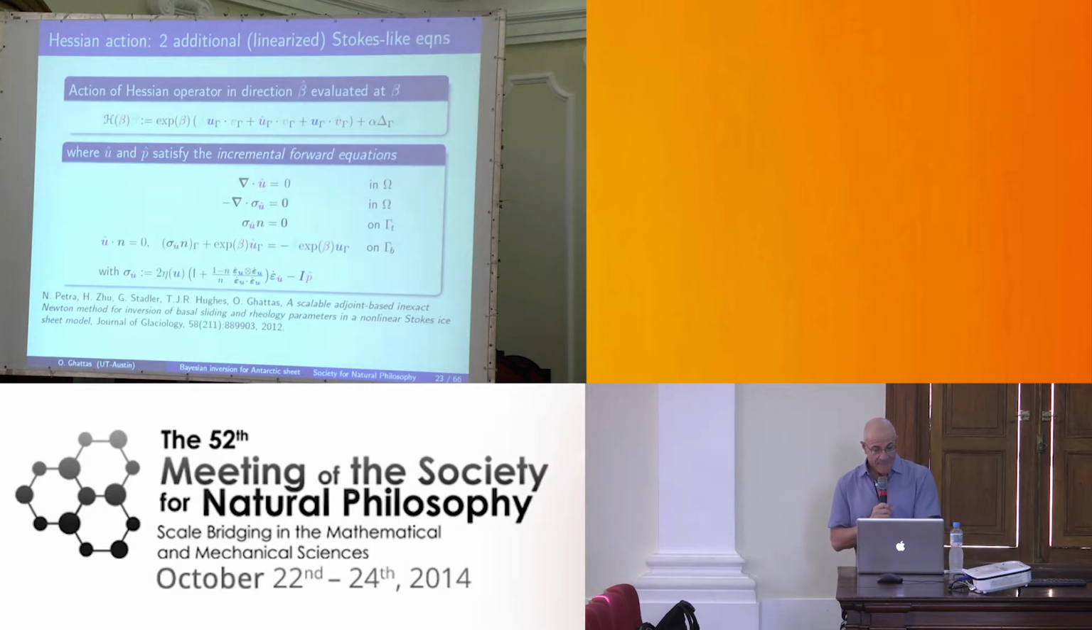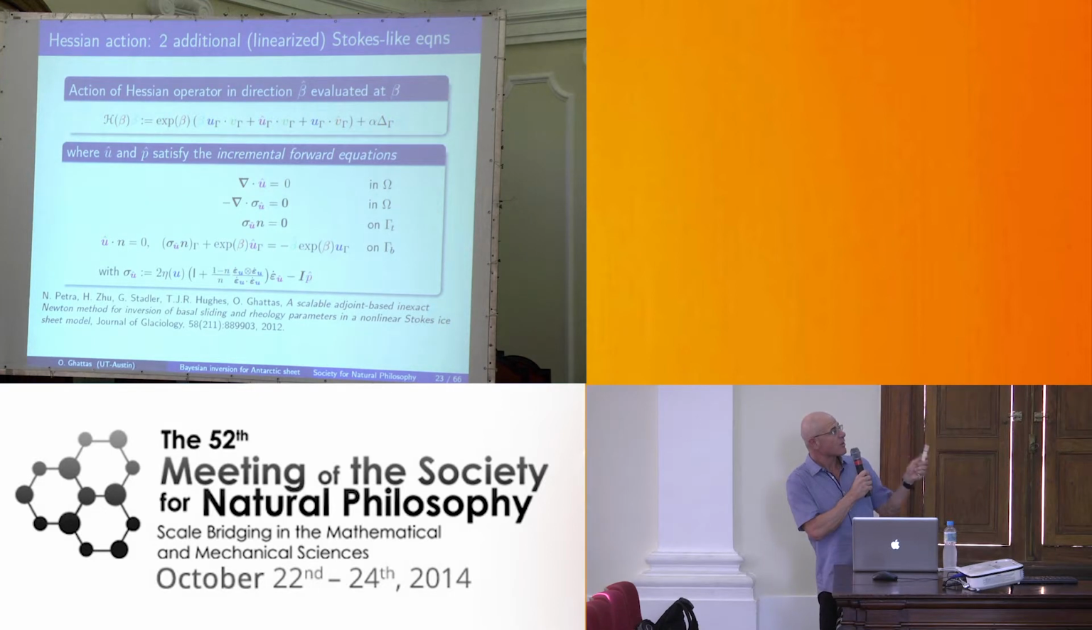Okay, so now the gradient is fine, but that's not enough. We also need the Hessian acting in a direction. The Hessian itself cannot be computed. It's a dense operator. Every column of the Hessian corresponds to solving the forward problem once. The Hessian is of order the number of parameters. We have 500,000 or 1,000,000 beta parameters, so we would have to solve the forward problem 500,000 times. That's out of the question.